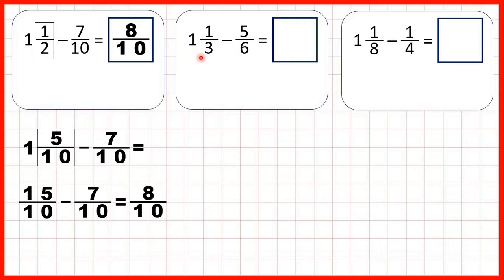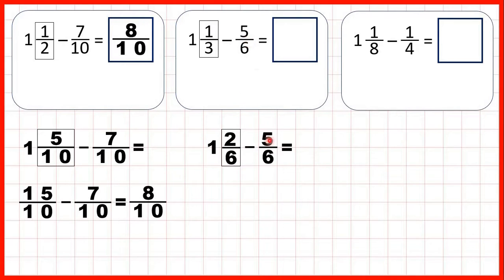Now we have 1 and 1/3 minus 5/6. Again, we need the denominators to be the same. So we need to find a fraction equivalent to 1/3, which has a denominator of 6. So instead of 1 and 1/3, we can write 1 and 2/6. That's equivalent because 3 times 2 is 6 and 1 times 2 is 2.